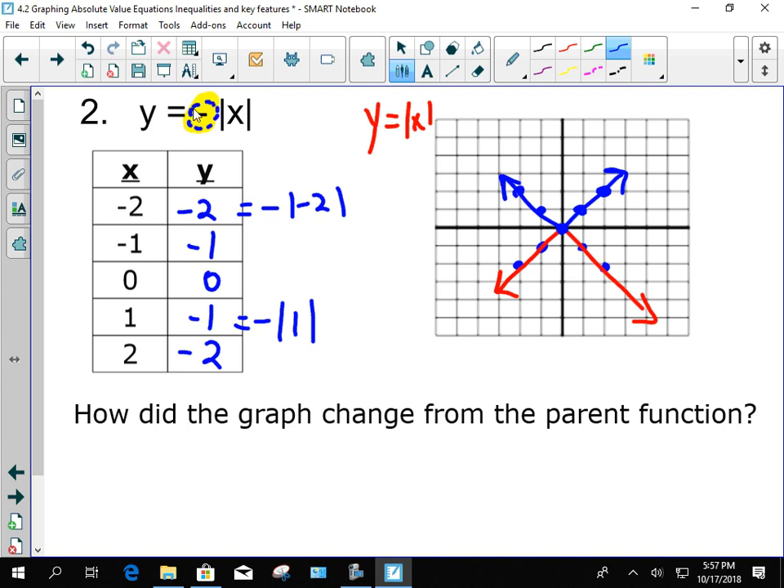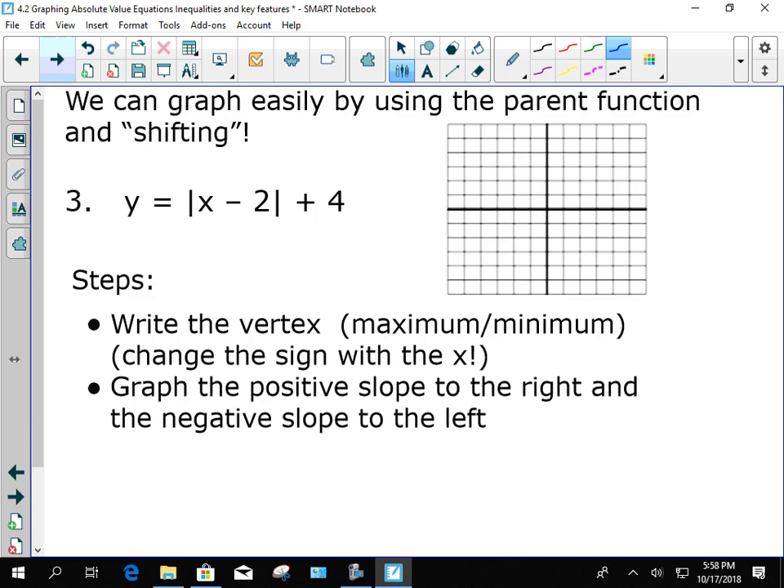How did the graph change from the parent function? Inverted or flipped over the x-axis. That sign out there inverts it, flips it. We can graph easily by using the parent function and shifting.